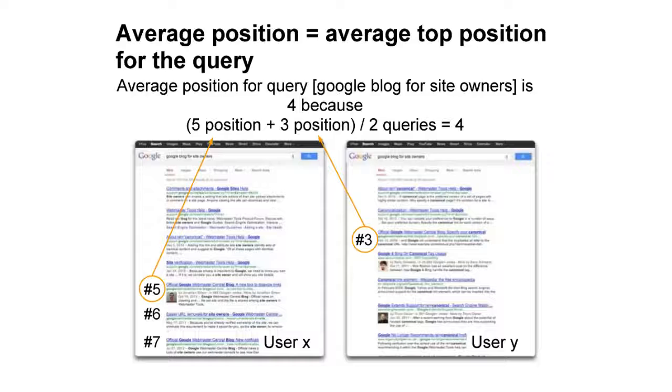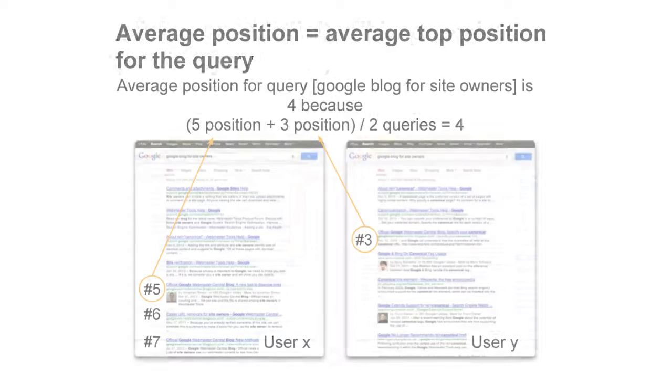The next term is average position. To calculate average position, we take into account the top ranking URL from your site for a particular query, but often across different users. In the example of the query Google Blog for site owners, we'd use the position of number 5 for the Webmaster Central blog, and disregard the later positions for the query for this search. If another user made the same query, but our top result was in the number 3 position, the average top position would be 4, since it's the average of 5 and 3.